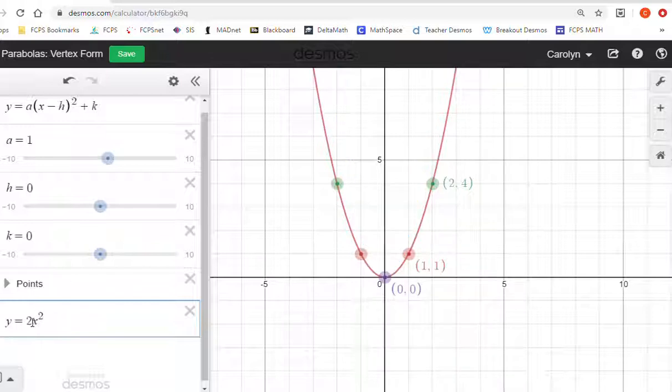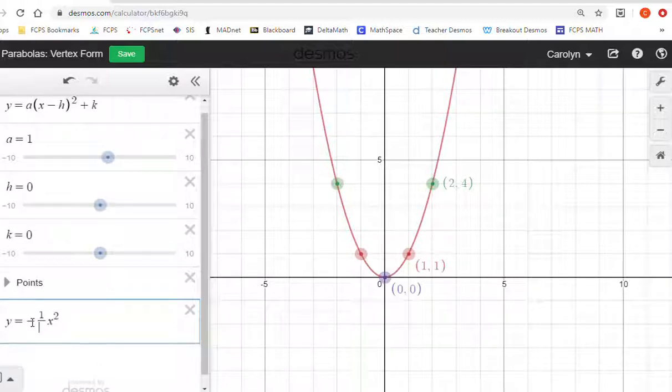I'm going to change the A value. Minus 1/2. You can do it. See what you can do. Minus 1/2.